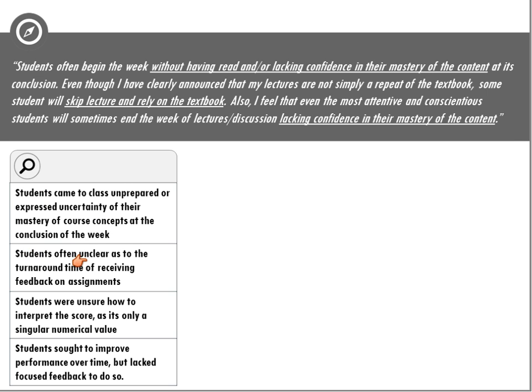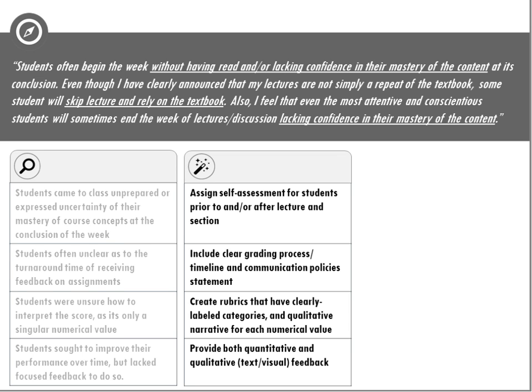Sometimes students were unclear as to the turnaround time of receiving feedback. Students might be unsure about how to interpret the score if it's purely numerical. You know, what does 90 out of 100 mean when it's only numeric? And students sought to improve performance over time, but lacked a focused feedback mechanism to do so. So what can we take from this?